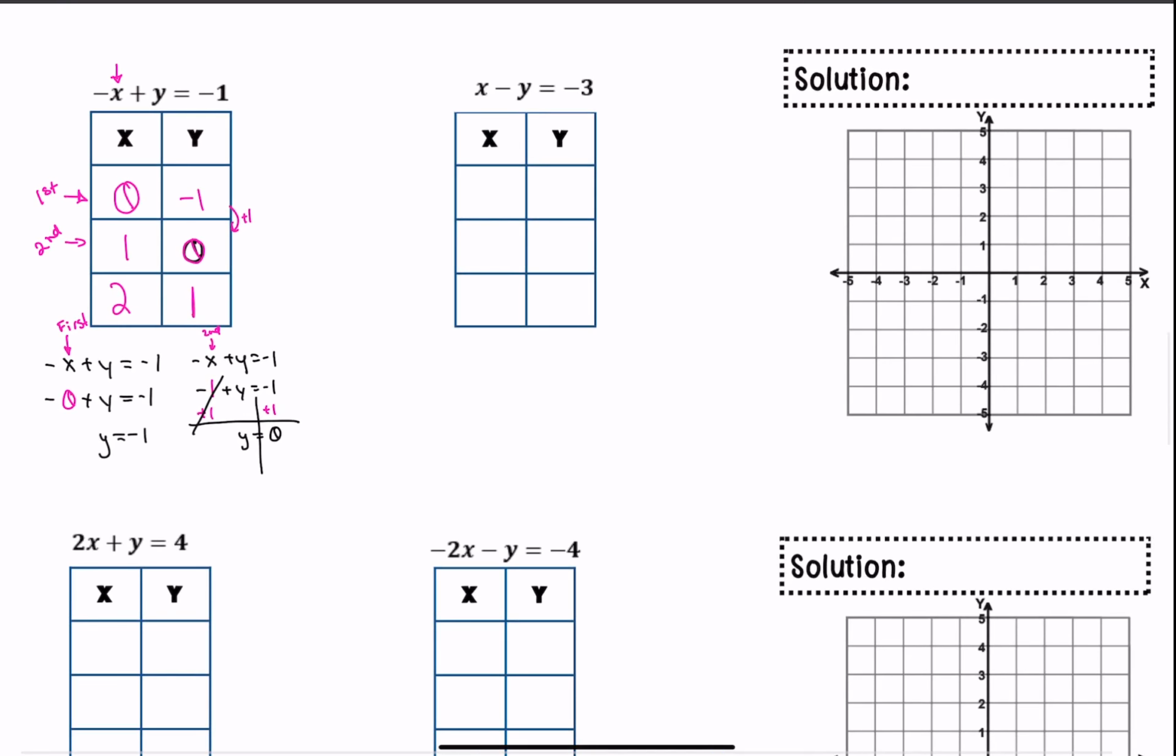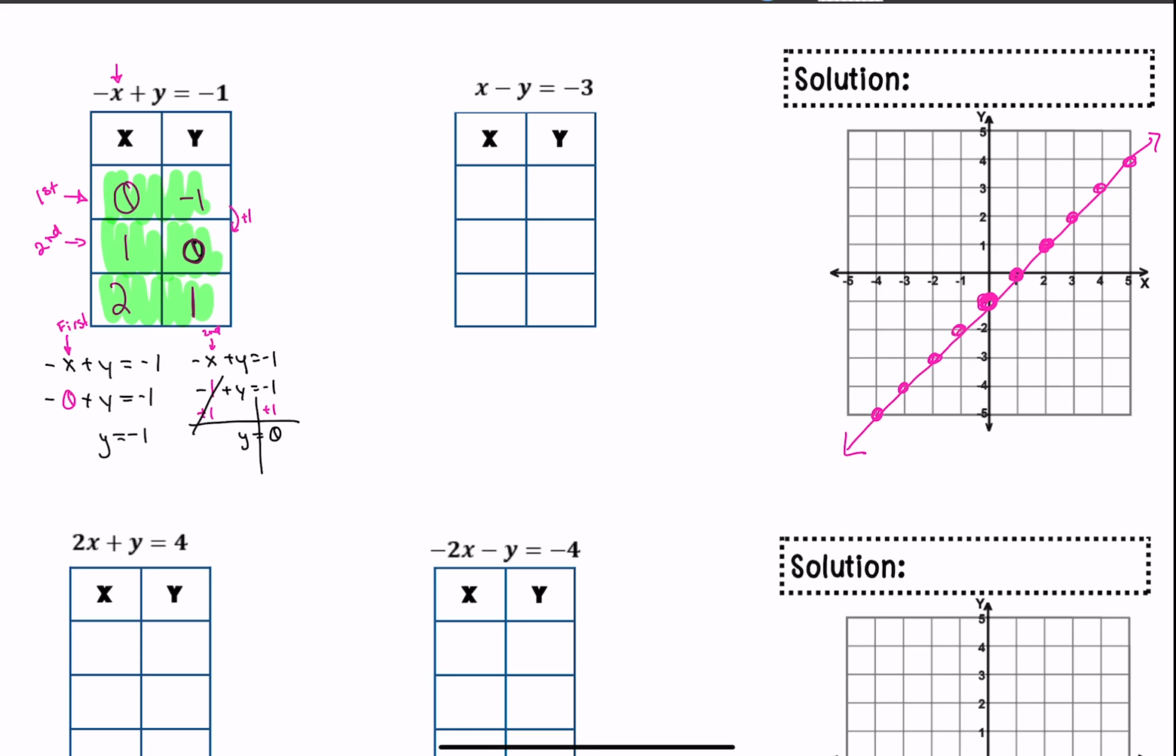Now I'm going to graph this. 0, negative 1 is right here. So we just graphed this. Now we have 1, 0. So I'm going to graph that. Oh, look at that. And then we got 2, 1. So I'm going to graph that. And see how it goes up 1, right 1? So I'm going to continue that pattern in both directions so that my line extends all the way through my graph.